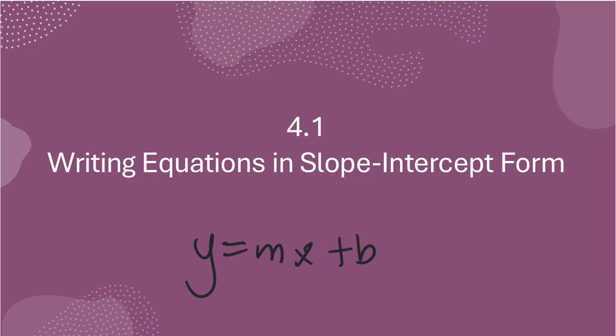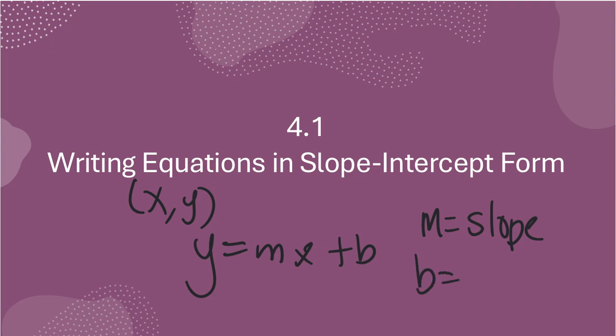Remember your ordered pairs? What are your ordered pairs? X and Y. So what about M? What does the M represent? Slope. And what does the B represent? The y-intercept.